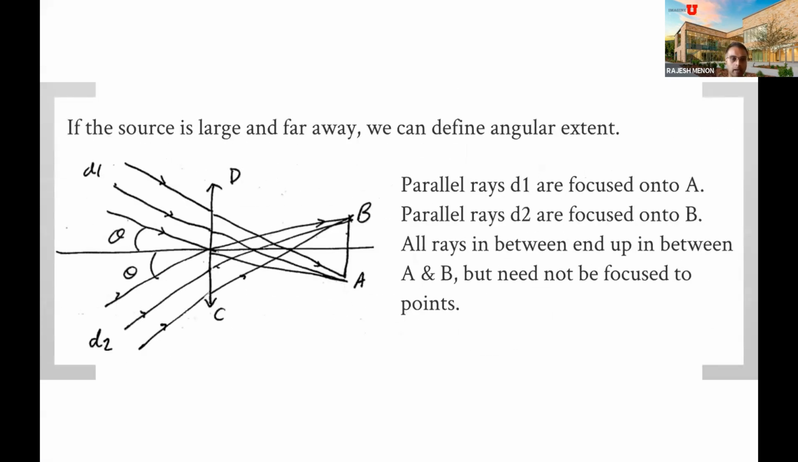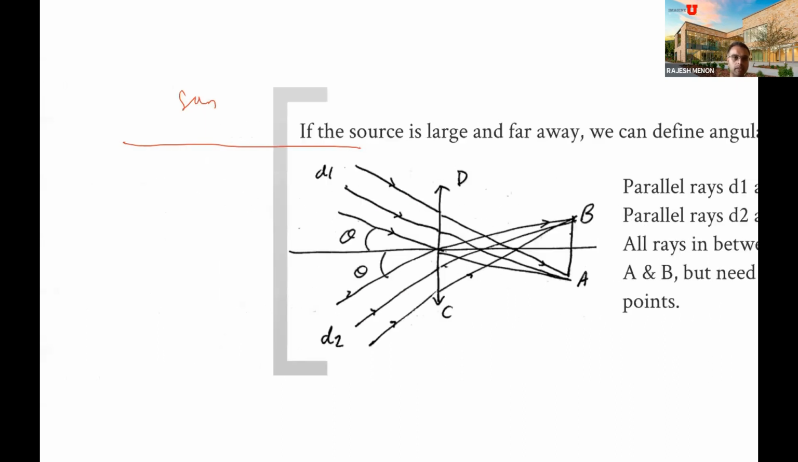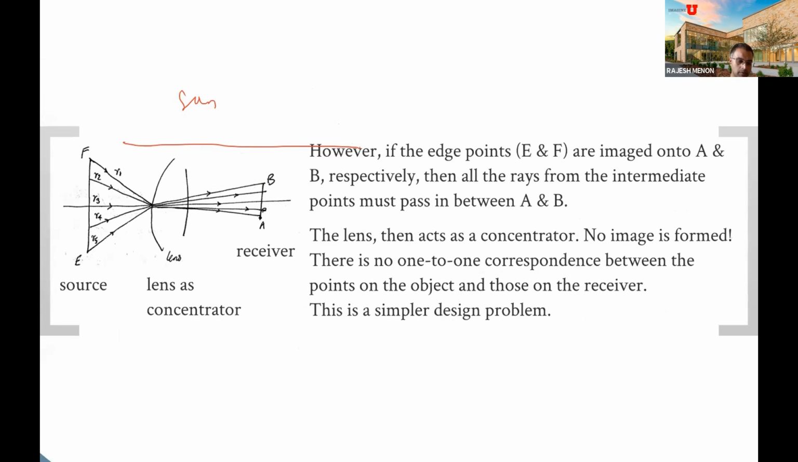Okay, now we will, not exclusively, but we can look at the situation where the source is large and far away, like the sun, right? So the sun is large and far away, and a lot of times that is the source of interest to us. And if that is the case, then we don't define physical distances like we did here. We don't define a point, a size there. Instead, we will define angular extent.